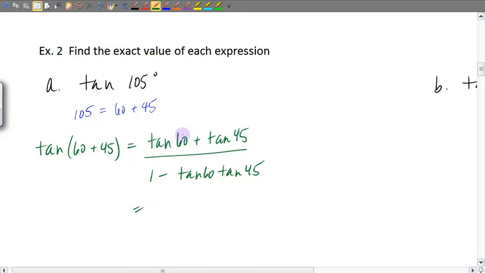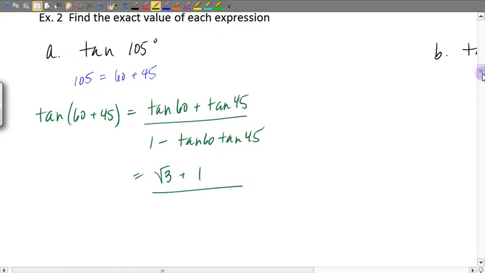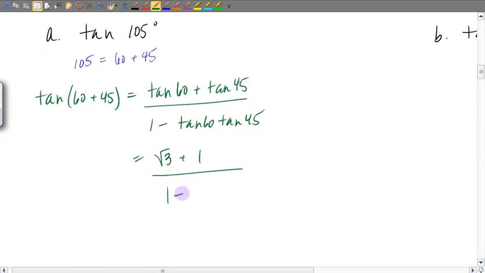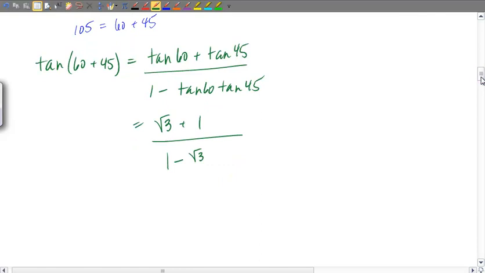Now let's replace the tangent of 60 with what I know it is off of the unit circle. I know that the tangent of 60 is going to be the square root of 3. The tangent of 45 is 1. So I'm going to use those same values, and I say 1 minus the tangent of 60, which is the square root of 3, times the tangent of 45, which is 1. So square root of 3 times 1 is just the square root of 3. Well, I'm not done there because I have to get rid of the denominator.